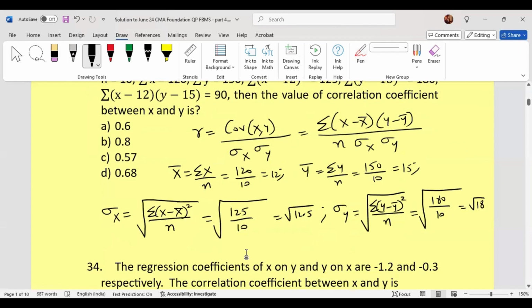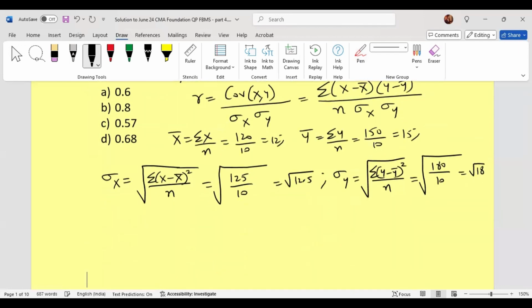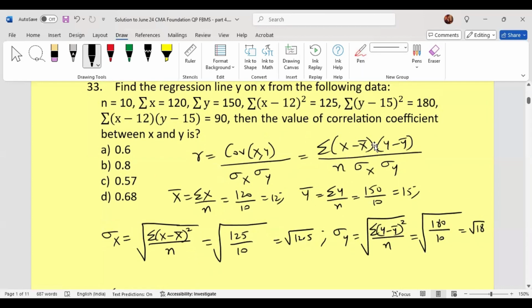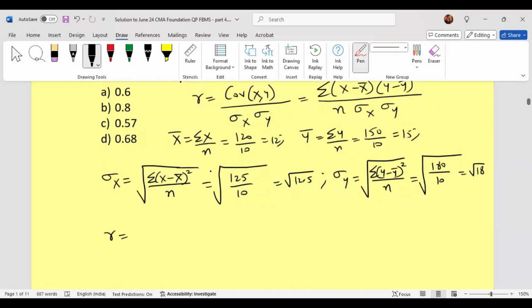So now we can find out the correlation coefficient, that is R is equal to summation of x minus x bar, means x minus 12 into y minus 15. That is also provided, 90. So 90 will come in the numerator, divided by n. N is 10. And these two are square root of 12.5 into square root of 18. If we evaluate this, we will get 0.6 as the correlation coefficient. So the option is A.